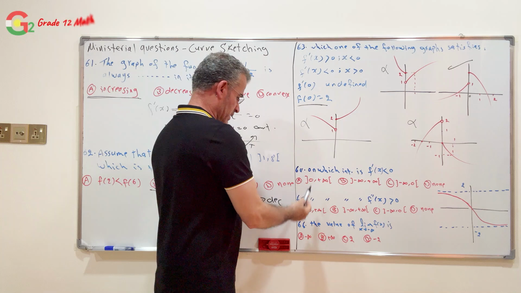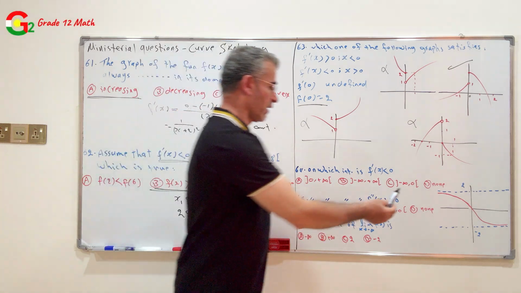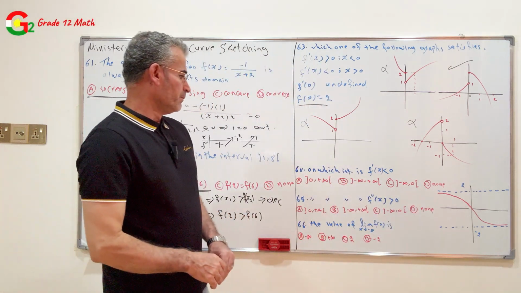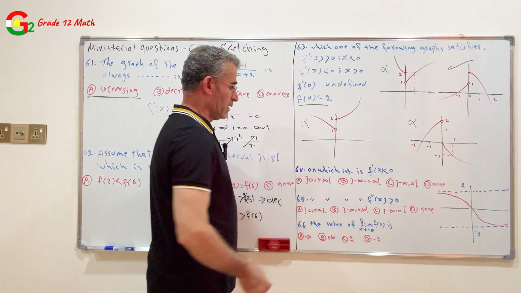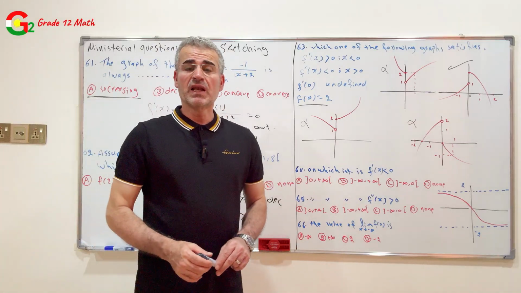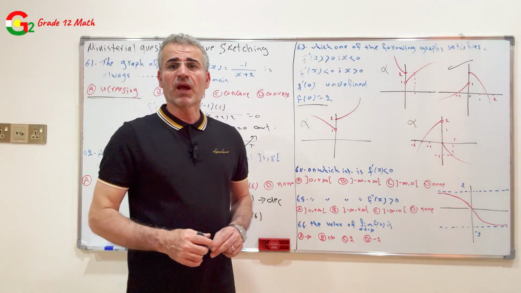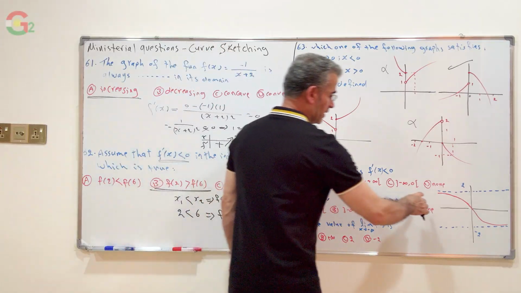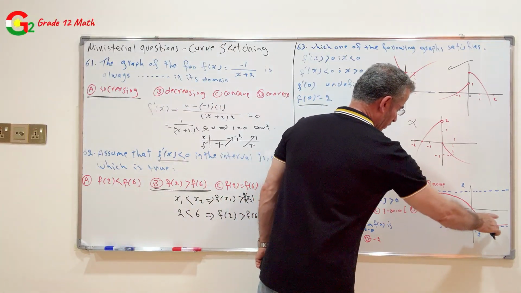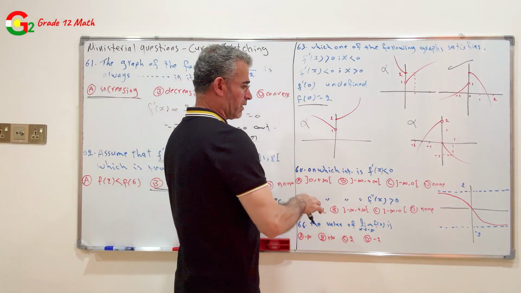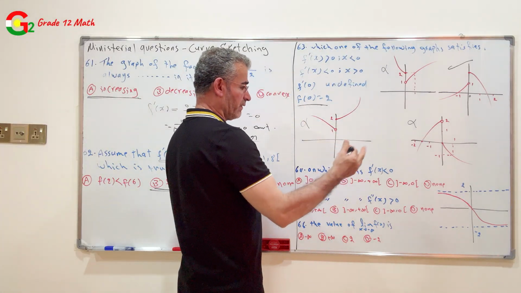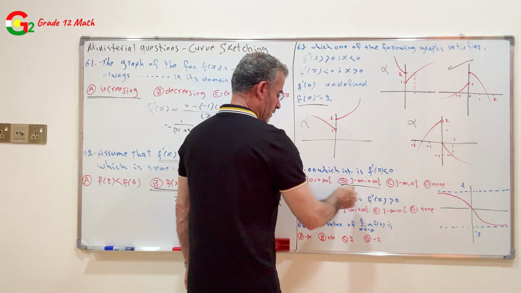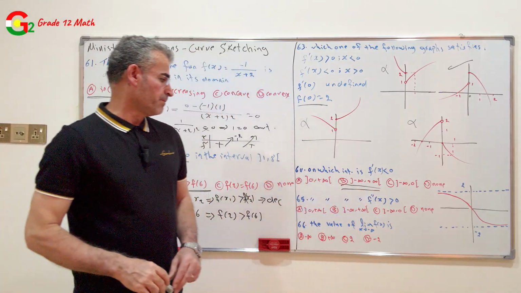Question number 64 to 66, use the graph on the right to answer them. On which interval is f prime of x less than 0? F prime of x is less than 0 when the function is decreasing, and this function is decreasing on its domain, which is from negative infinity to positive infinity. The right choice is B.